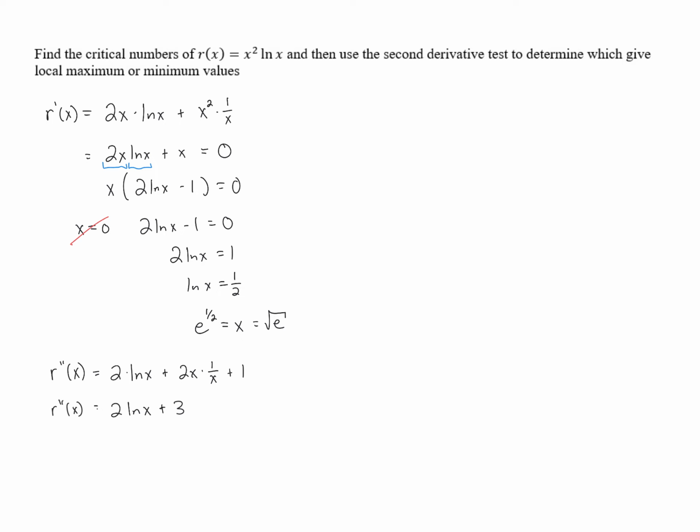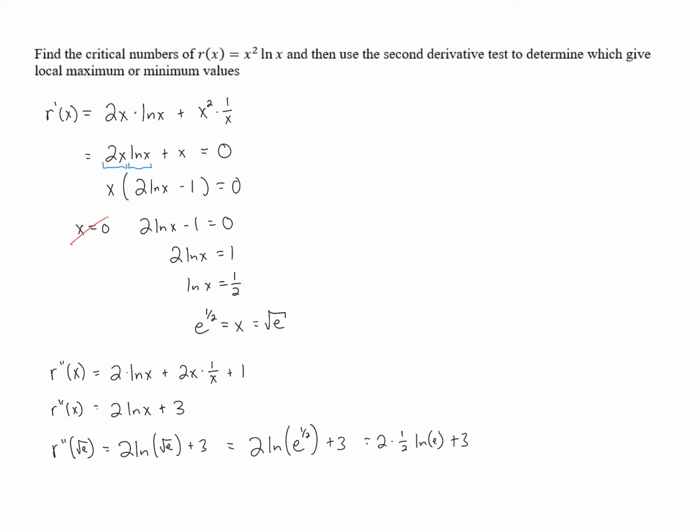And we need to evaluate this at the square root of e. So we've got the second derivative at the square root of e is equal to 2 ln of the square root of e plus 3. Actually, this would have been much better if we had written e to the 1/2. Let's do that. 2 ln of e to the 1/2 plus 3. The reason being, we can take this exponent and pull it out of the logarithm. So this is going to be 2 times 1/2 ln of e plus 3.